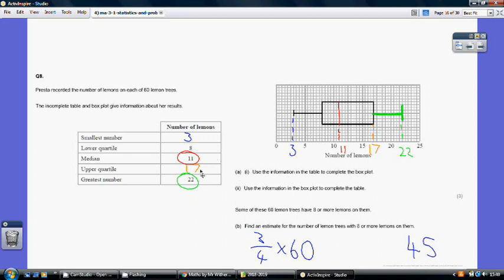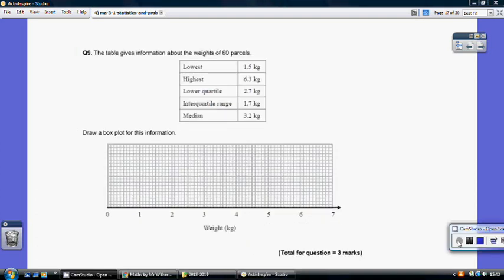Now we've got to complete the tables. So the smallest number is here, and that is 3. Now the upper quartile is where the rectangle ends, that's at 17. Right, now part B. Some of these 60 lemons have 8 or more lemons on them. Find an estimate for the number of lemons with 8 or more on them. So 8 or more. Now the lower quartile comes at 8, so 8 is a quarter of the way up.